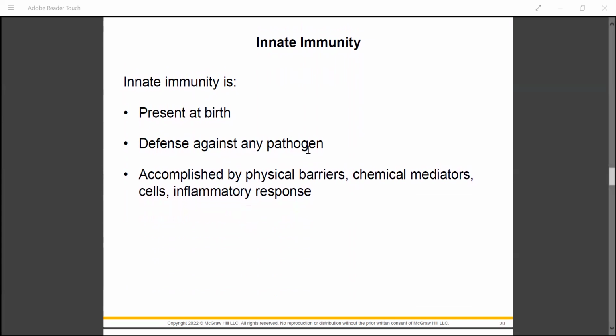So for example, our skin, as one of our physical barriers, doesn't care if it's a virus or a bacteria or a fungus on it. It's going to try to keep them all out the same way.